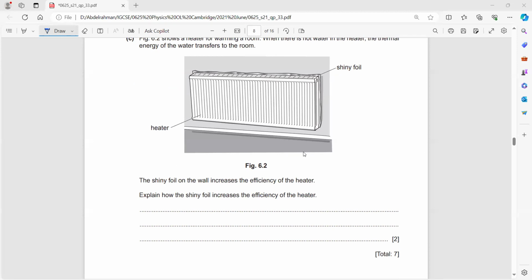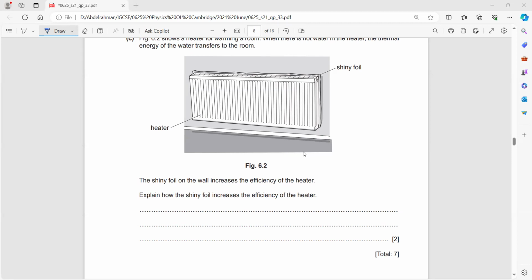Okay, and I like your answers, they are quite good. This foil, yes, it is the worst absorber, and it does reflect. Bravo. I like the point about reflection. It does reflect. But I can't say that it increases the efficiency. It does not increase the efficiency by itself.